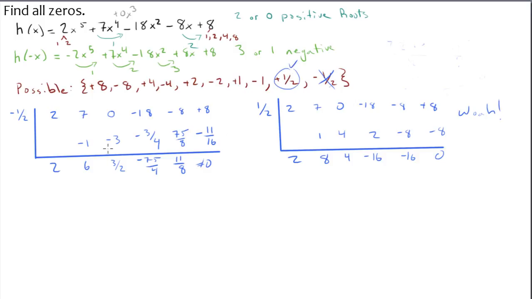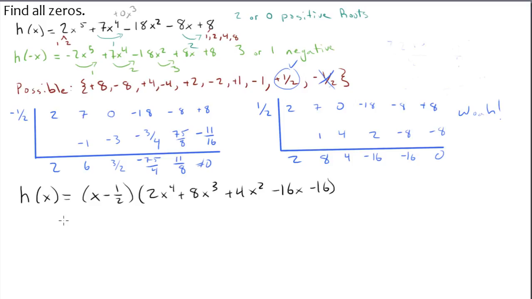So, okay, let's go ahead and rewrite it. Now that we've done some division, h of x is going to be equal to x minus 1/2 times 2x to the 4th plus 8x cubed plus 4x squared minus 16x minus 16. And if you'll notice, we could pull a 2 out of all of this, so it's 2 times x minus 1/2 times x to the 4th plus 4x cubed plus 2x squared minus 8x minus 8. Cool. So now we have this to work with.